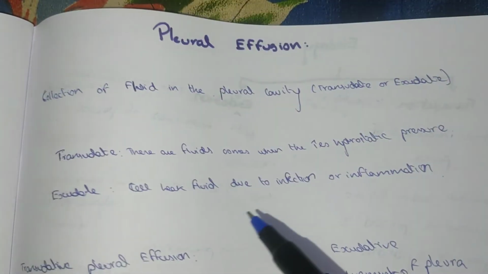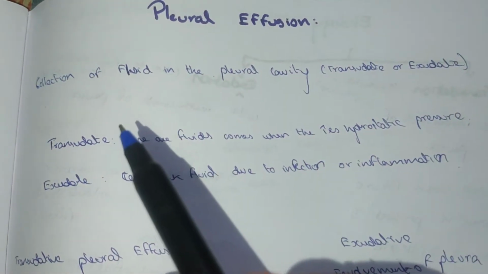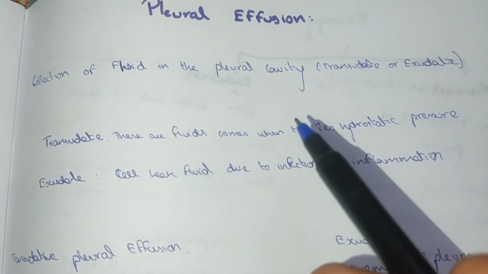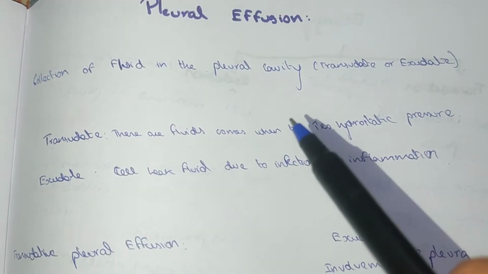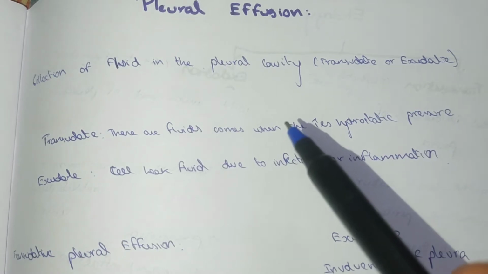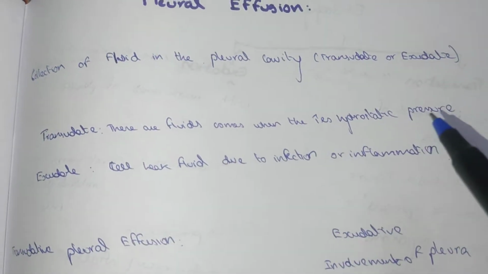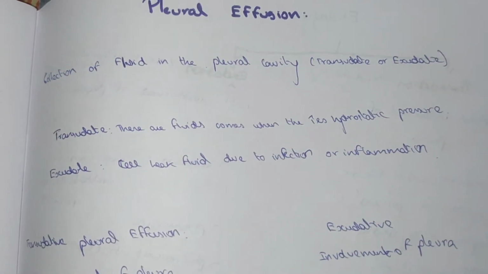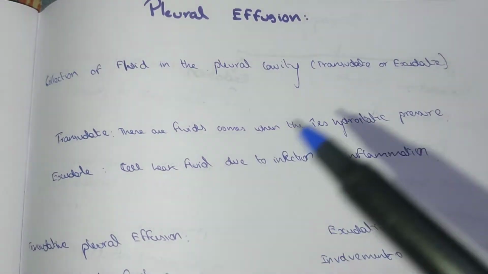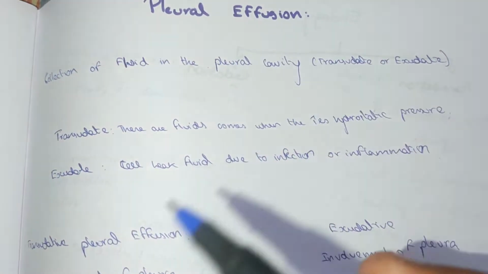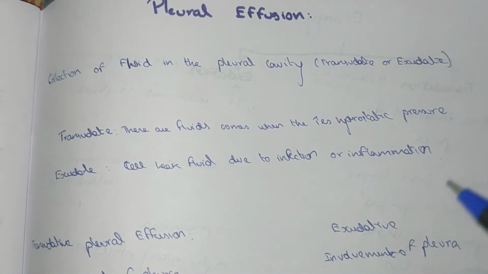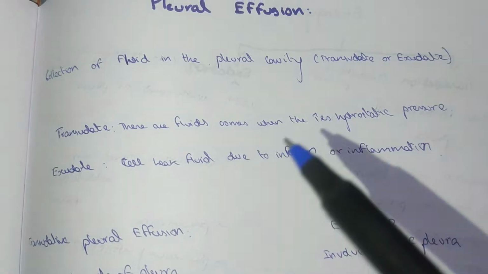In this video, we are going to see about pleural effusion. It is a collection of fluid in the pleural cavity. It might be transudate as well as exudate. According to the fluid, it is divided into transudative pleural effusion as well as exudative pleural effusion.